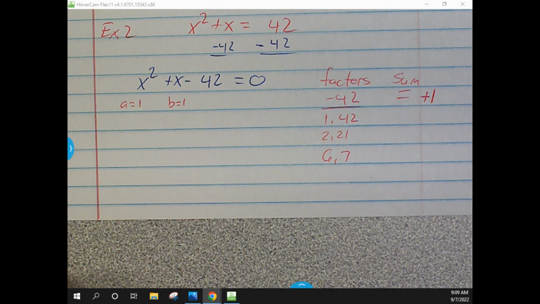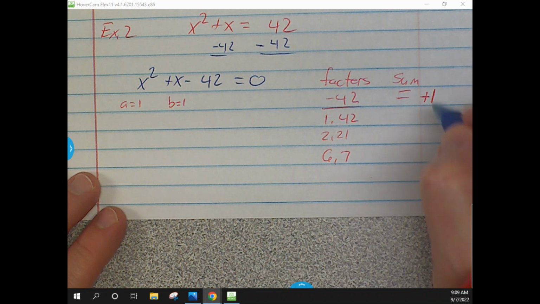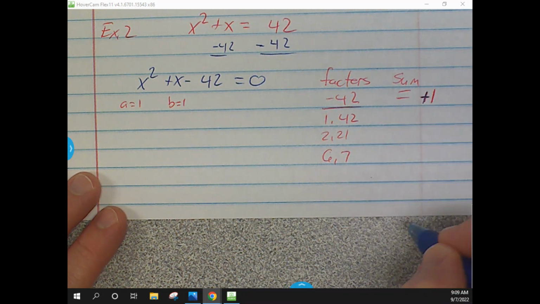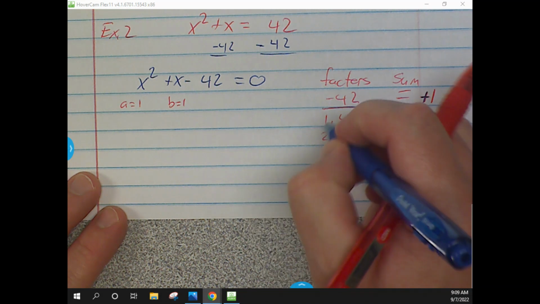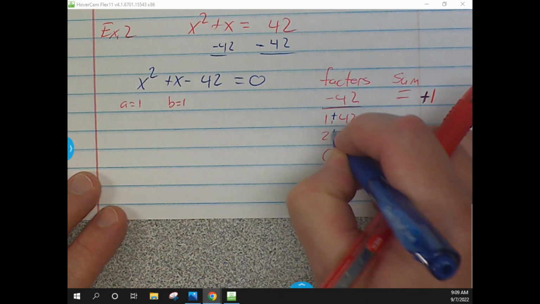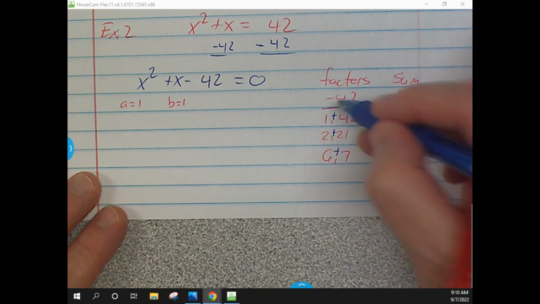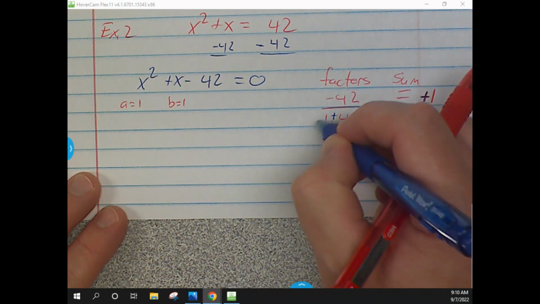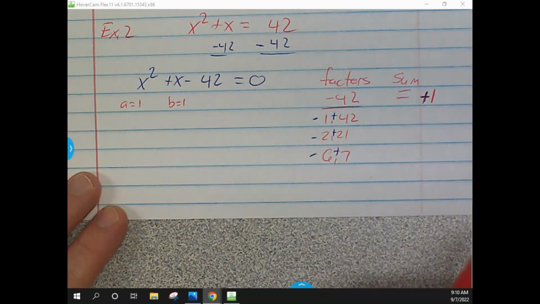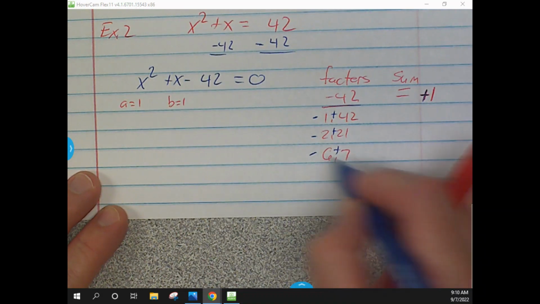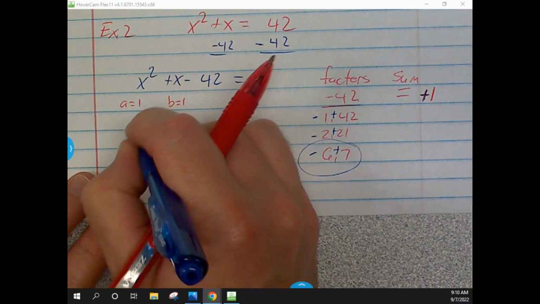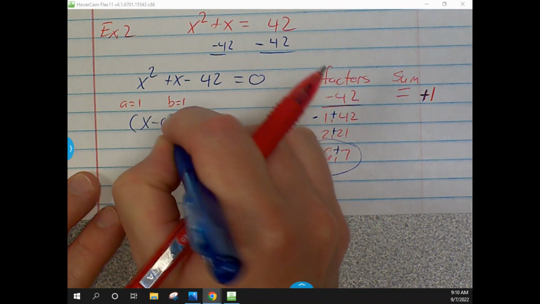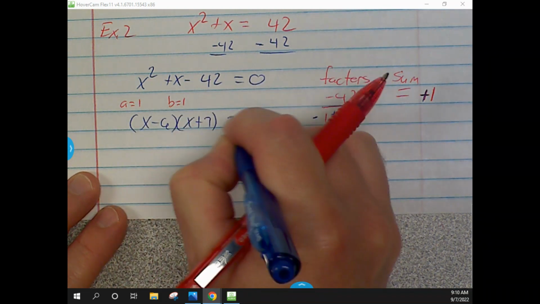Okay, so let's see, Carissa, how do we know which number is going to be positive or negative? Okay, yeah, the bigger number is positive. So the bigger number always has to be positive, and the other one's got to be negative. So the only way we can get 1 is going to be 7 minus 6. So we're looking at those two there. So we got an x minus 6 and an x plus 7.